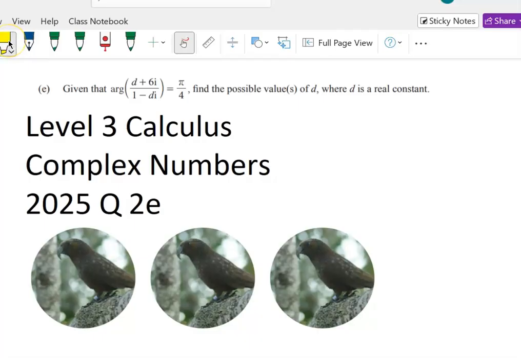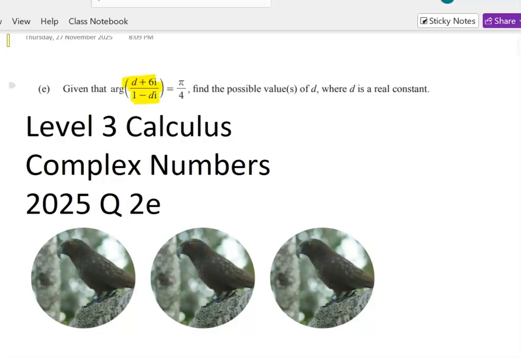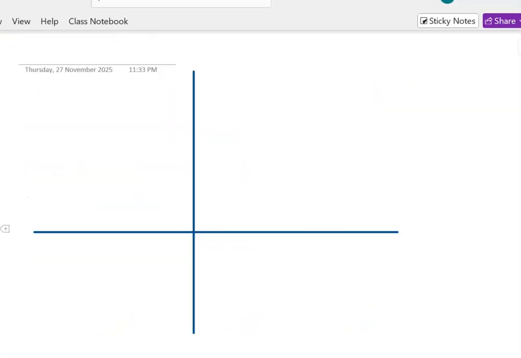So we're told that the argument, arg, of (d + 6i) over (1 - di) is pi on 4, and we have to find the possible values of d, where d is a real constant. What we have to be careful of with these problems is that when we get to the end and we've found possible values of d, they do give us an arg of pi on 4 and not the arg of something else.